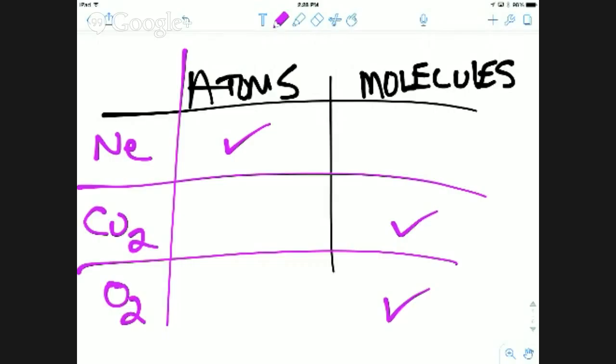So whether something exists as an atom or a molecule, when we say 6.02 times 10 to the 23rd particles, it could be an atom. It could be a molecule. It depends on how that thing exists. If it exists as a molecule, then you have 6.02 times 10 to the 23rd molecules. There would be more atoms. If it exists as a single atom, you'd have 6.02 times 10 to the 23rd atoms. But that's what a mole was all about.